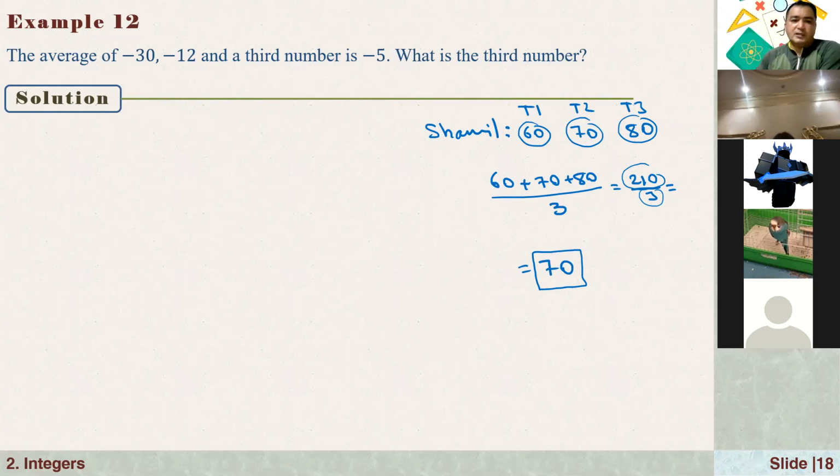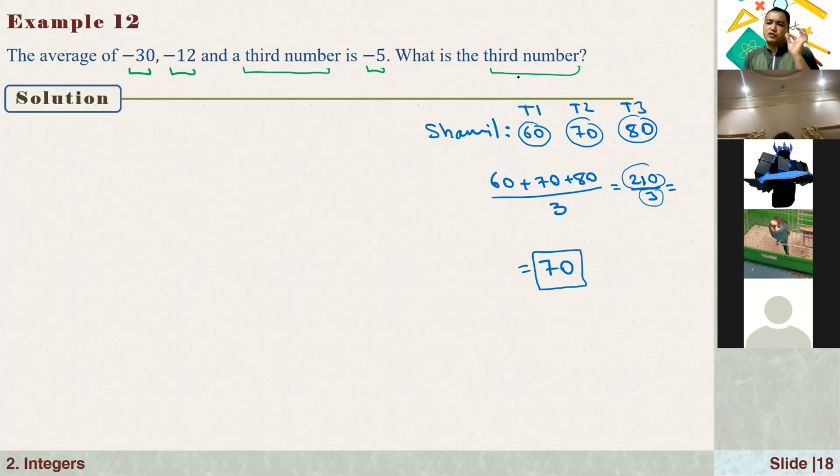So also here in a similar way, if we answer this question, let me change the marker color. It says that the average of negative 30, negative 12, and our third number, I don't know what the third number is, right, is equal to negative 5. What is the third number?